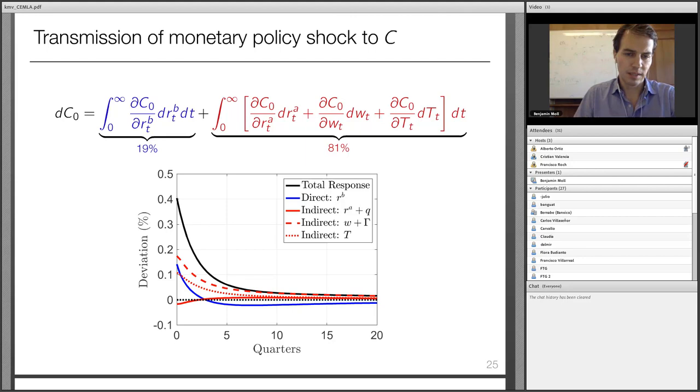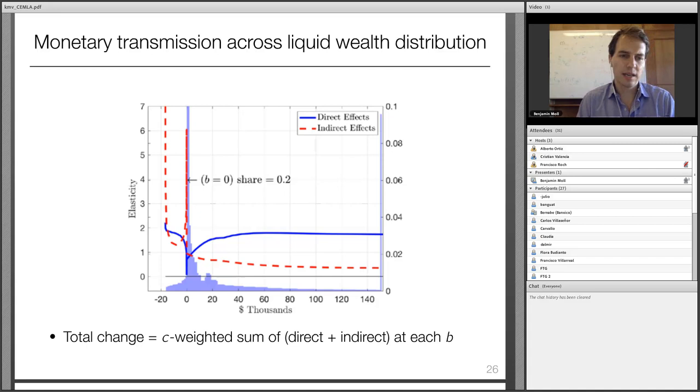Okay, here's one graph that I kind of like. It shows the effects of monetary policy across the liquid wealth distribution. On the x-axis is liquid wealth. On the y-axis is the consumption elasticity to the interest rate changes. We again break it down into these direct effects and these indirect effects. The blue lines are the direct effects, the red line are the combined indirect effects.